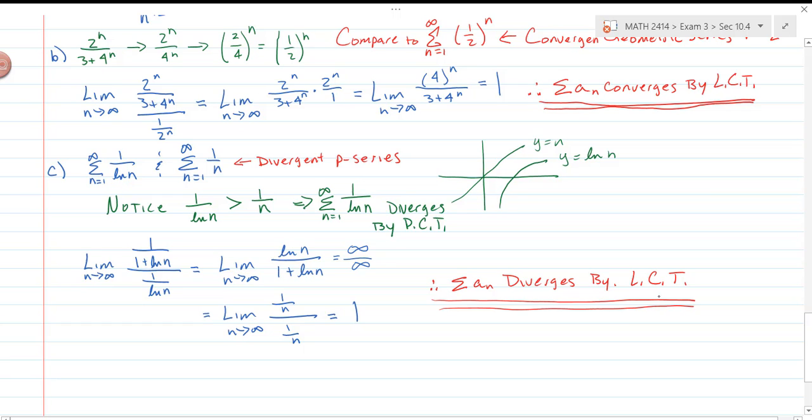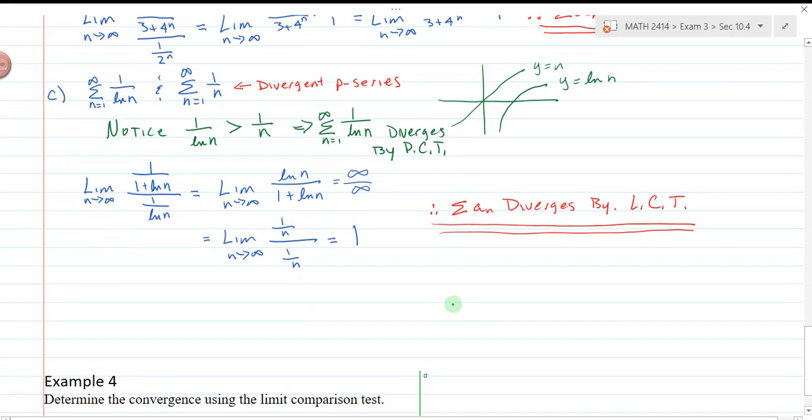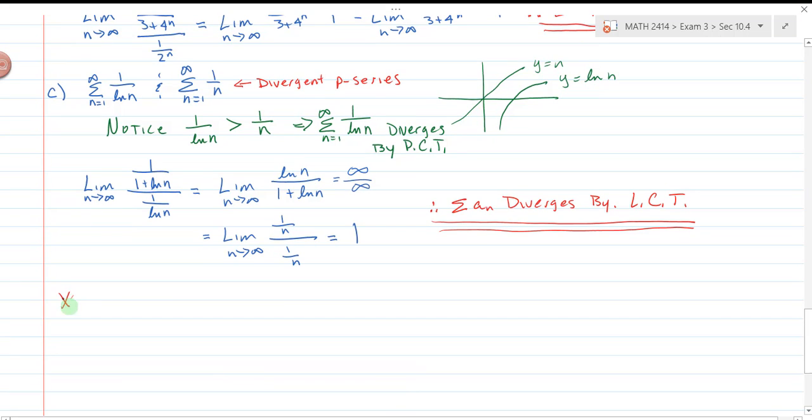Now just for giggles, what if I didn't want to take this intermediate step? Could I have just looked at this series and said, well, the denominator is going to be less than n, why not compare it to 1 over n? What would have happened if we did that? Let's investigate. So this is going to be an alternate proof.